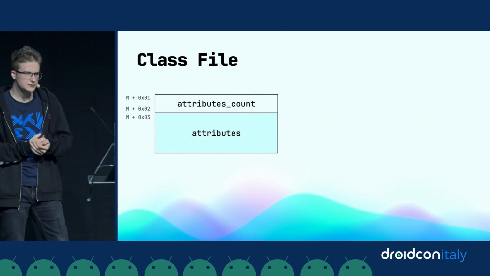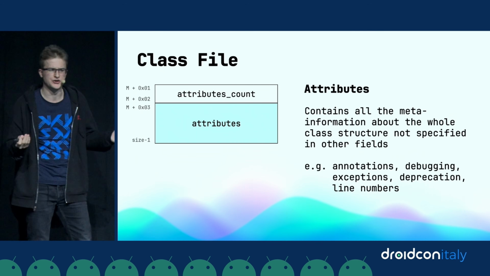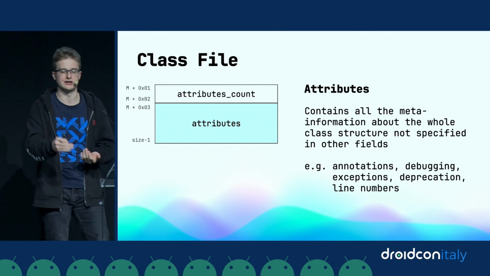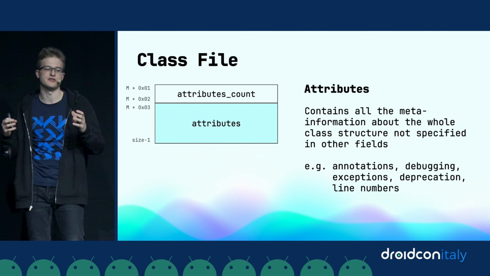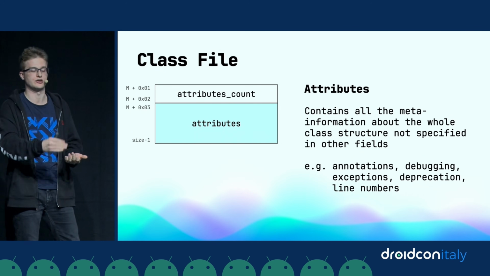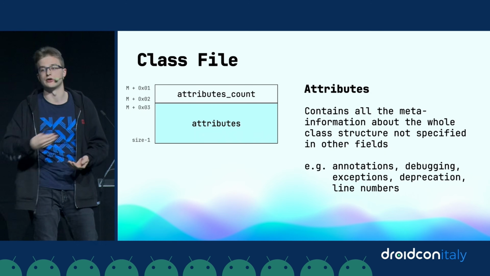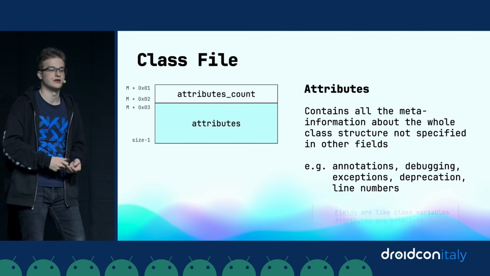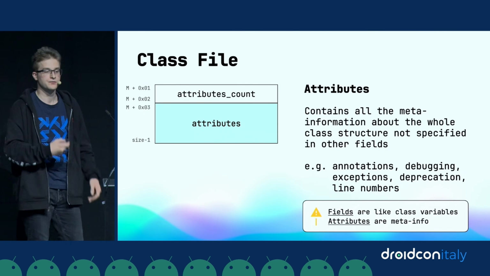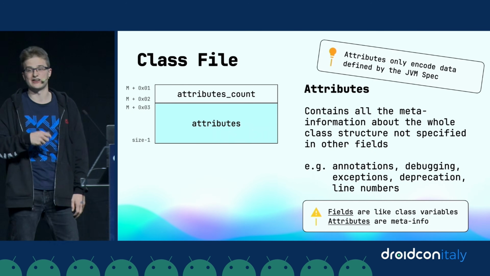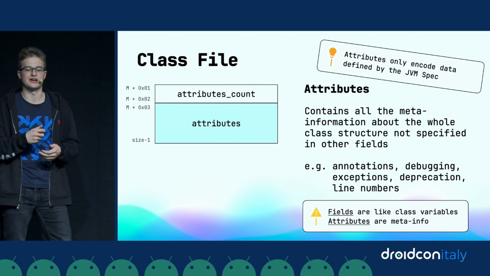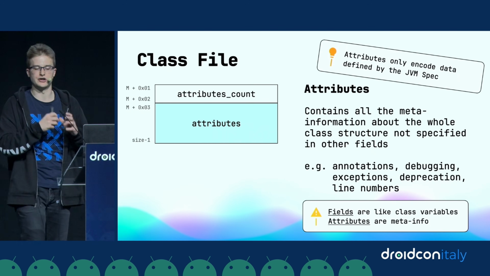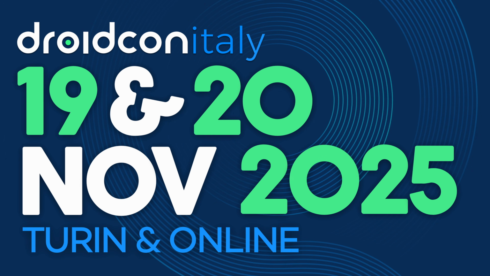Then we have attributes. Attributes are actually, I don't know why they're confused with fields. Attributes are just metadata that is embedded in the class that contains all the other kinds of information that the JVM supports but is not contained anywhere else in the class file. For example, annotations or exceptions, or debugging information like line numbers. They're meta information, they're not fields. And actually, attributes cannot be anything you want, you can't put anything in there. They are just defined by the JVM specification. So, they're constrained, and that's gonna come later.